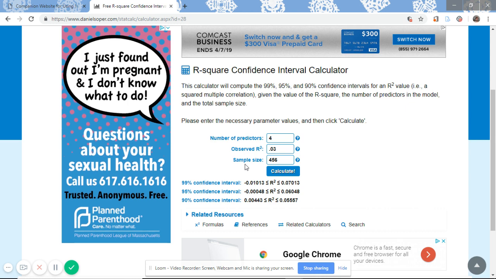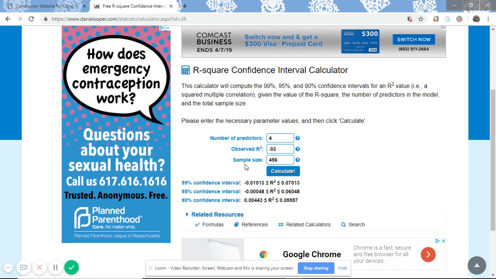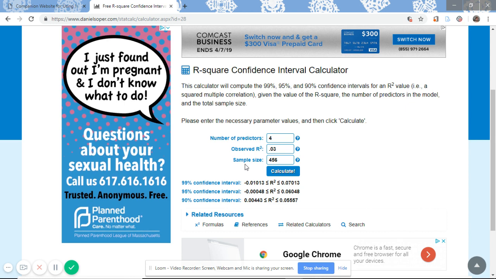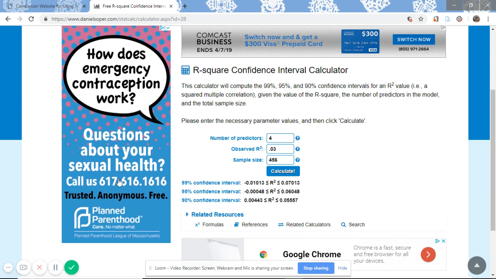As far as the confidence intervals go, I calculated the effect sizes, but I'm just noticing this ad.